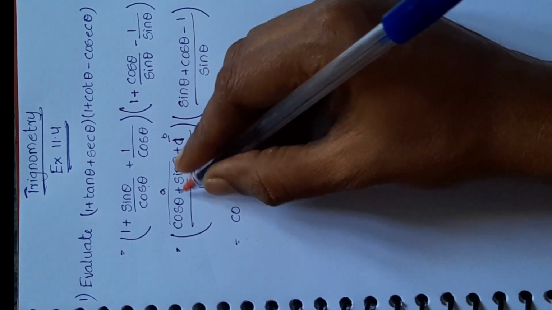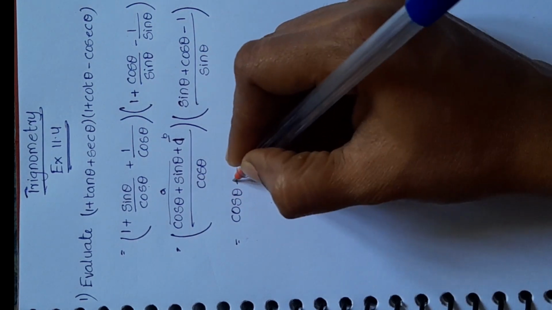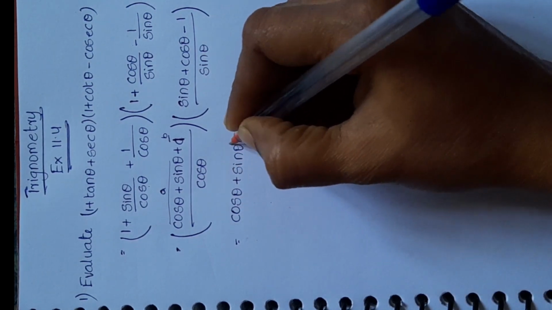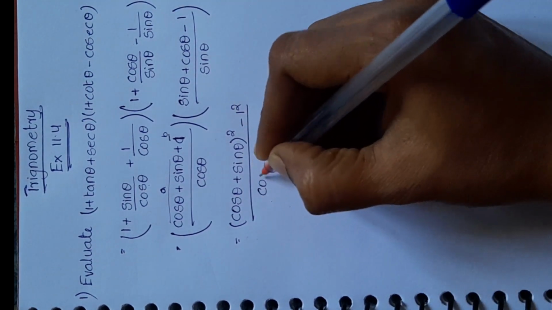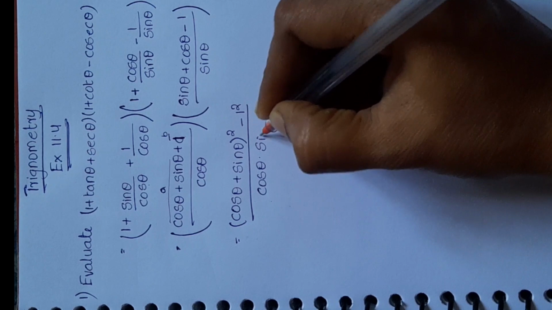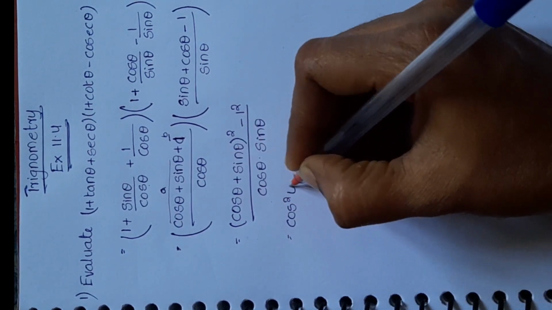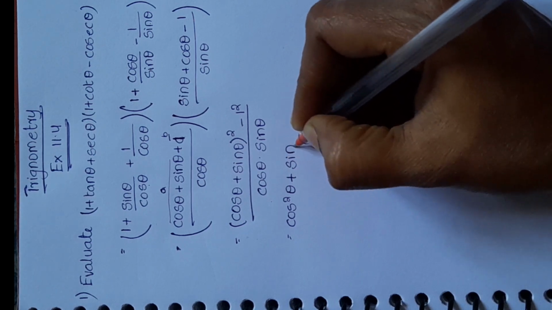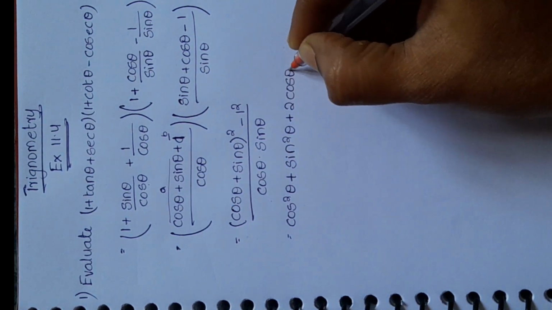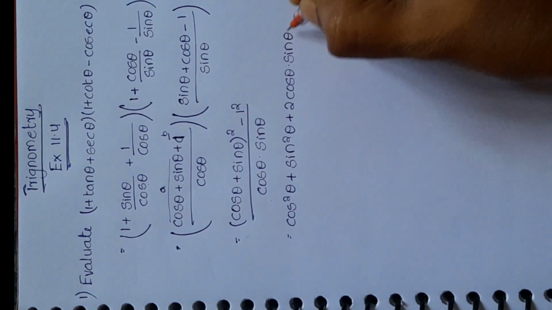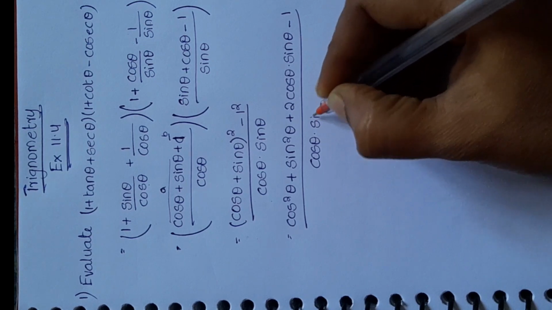So this becomes (A plus B) into (A minus B) becomes A square minus B square. So (cos theta plus sin theta) whole square minus 1 square by, the denominator is cos theta into sin theta. Now expanding this, A square, that is cos square theta, plus B square, that is sin square theta, plus 2AB, that is 2 into cos theta into sin theta, minus 1 by, the denominator is cos theta into sin theta.